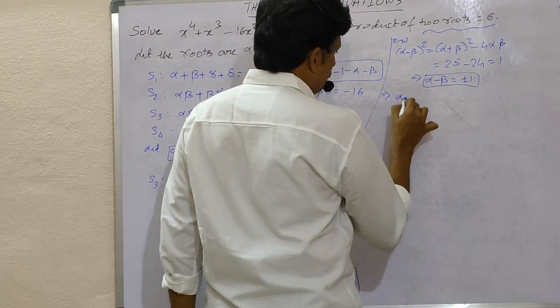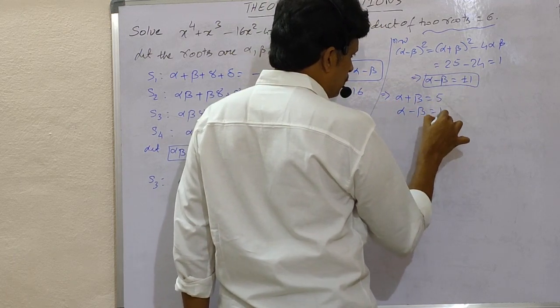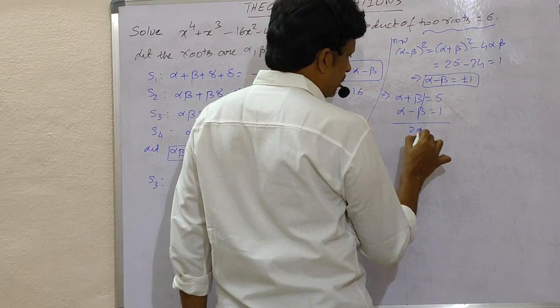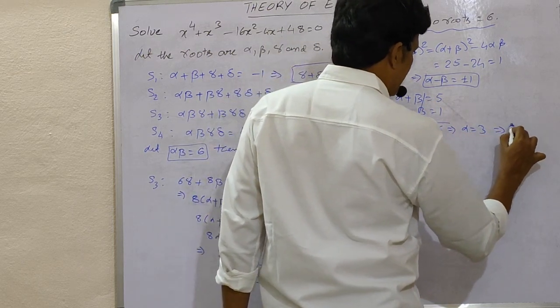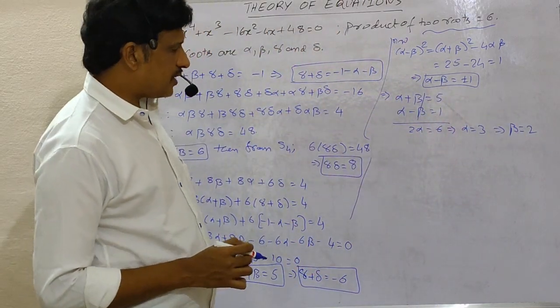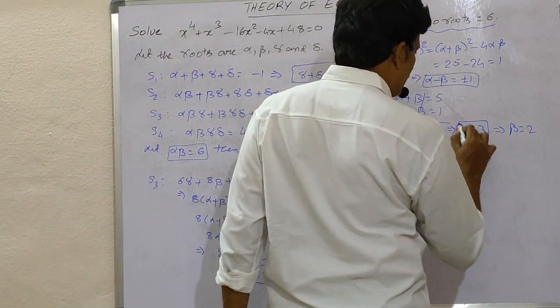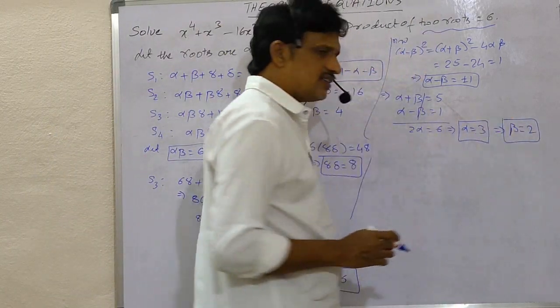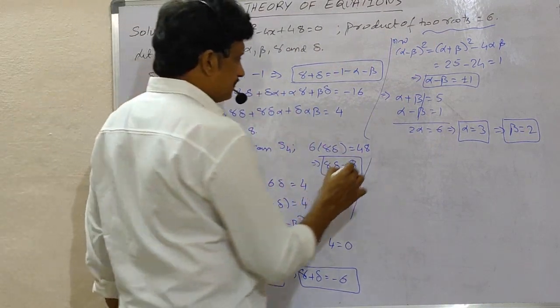Then alpha plus beta is equal to 5, alpha minus beta is equal to 1. If you add, you are getting 2 alpha equal to 6, which gives alpha equal to 3. Then beta is equal to 2, because alpha plus beta is 5. Alpha equal to 3 means beta will be 5 minus 3, that is 2. So we got the values of alpha and beta, 3 and 2, because the product 3 into 2 is 6, the required one.